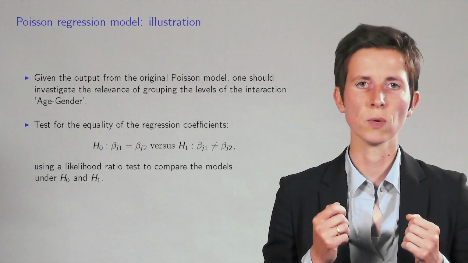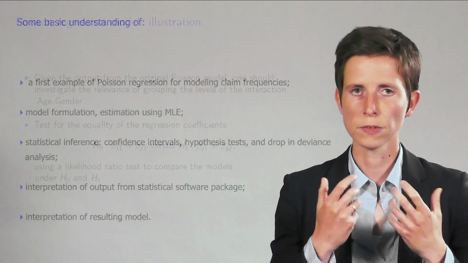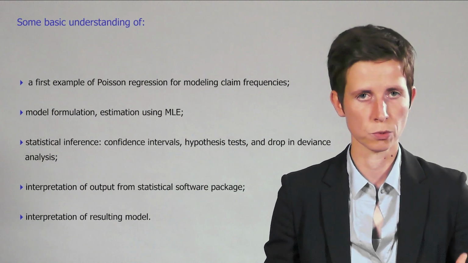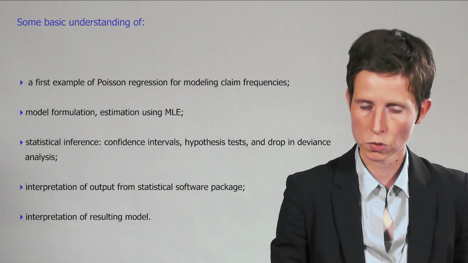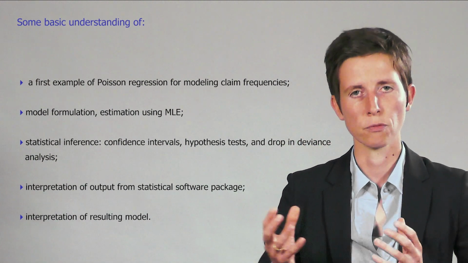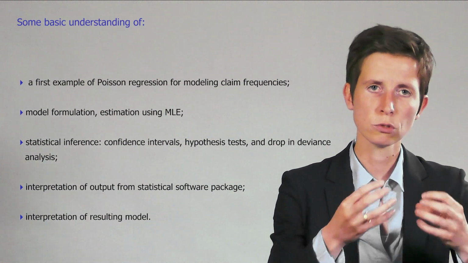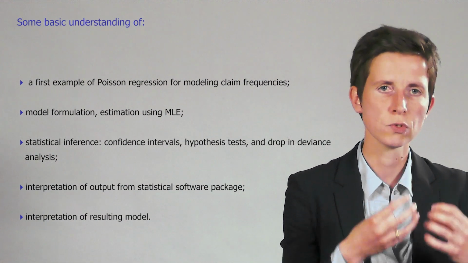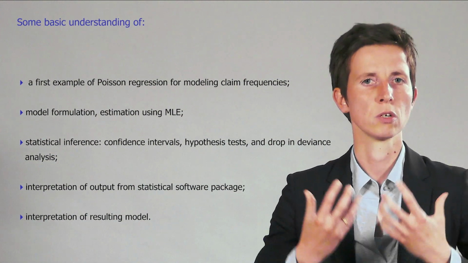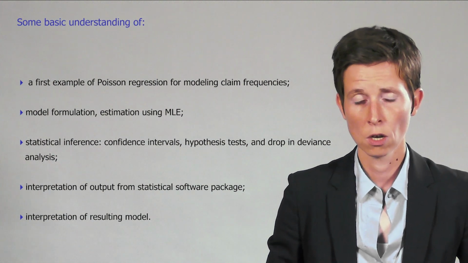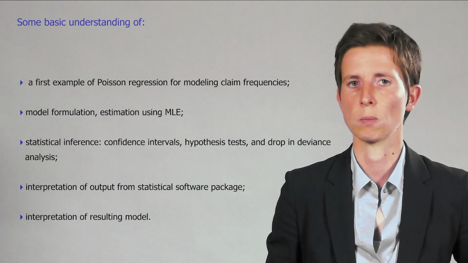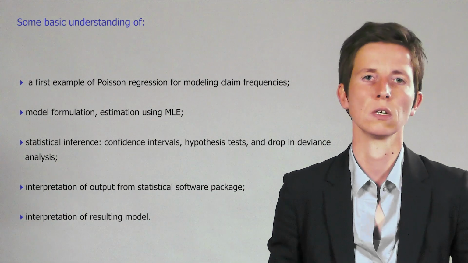To conclude, here is what we covered in this lecture. You should now have acquired some basic understanding of a first example of Poisson regression for modeling claim frequencies, model formulation, model estimation using the technique of maximum likelihood estimation, how to do statistical inference, how to construct confidence intervals, perform hypothesis tests, and the concept of a drop in deviance analysis. You should now understand how to interpret certain output from statistical software packages and how to use the resulting regression model.